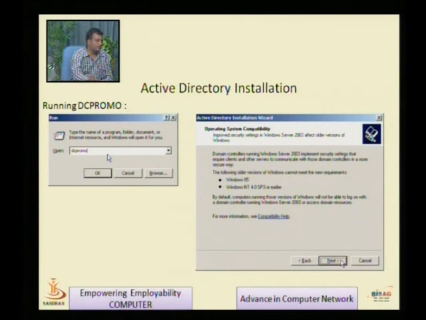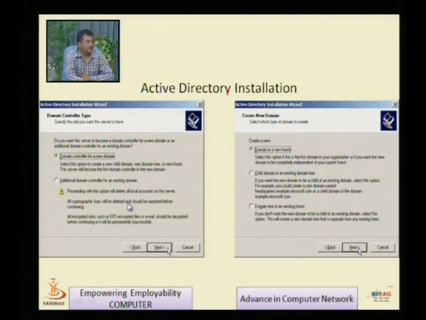Once I click OK, in the next picture you will find the Active Directory Installation Wizard comes, and it is giving operating system compatibility: that this 2003 server is compatible to connect a number of computers from different Windows versions, such as Windows XP and Windows 2000, but it is not supporting Windows 95 and Windows NT 4.0. That is the message it is giving. Once you click OK, you will find the next picture.